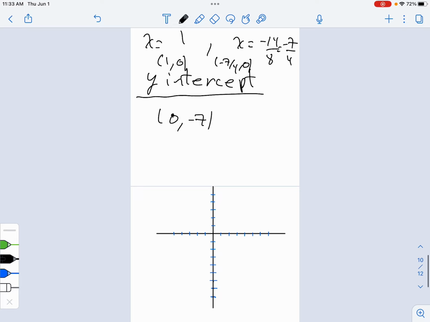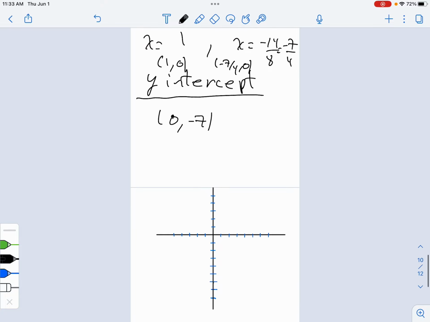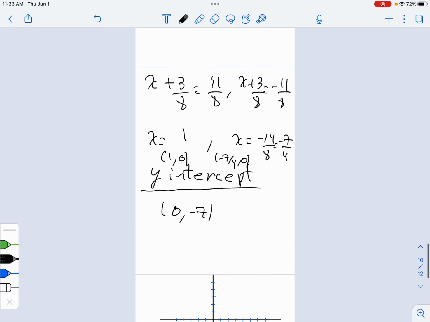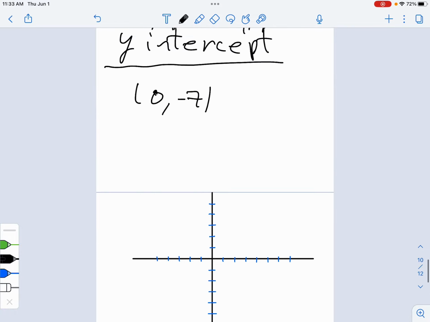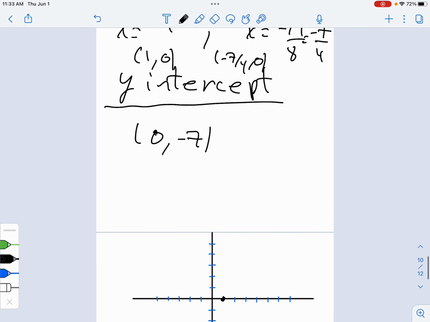We can now graph our parabola with all this information. You could do it with the vertex and maybe the y-intercept, but you get an okay graph, not very detailed. So I'm going to plot all this down here. So (0, -7), 1, 2, 3, 4, 5, 6, 7 would be here. Sorry, (1, 0) would be here.